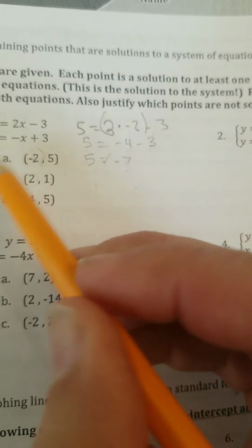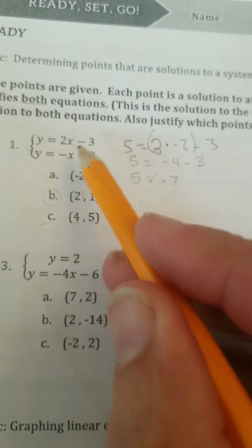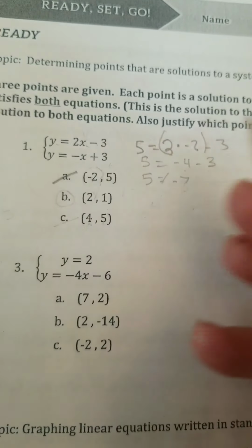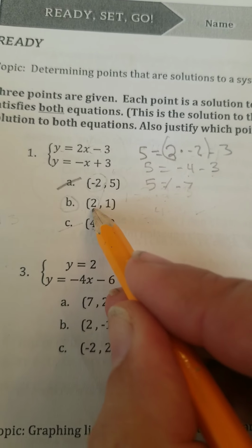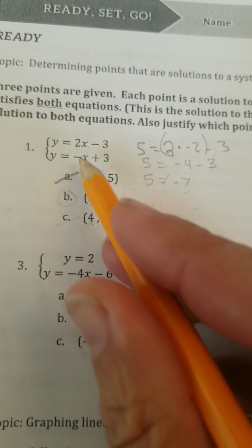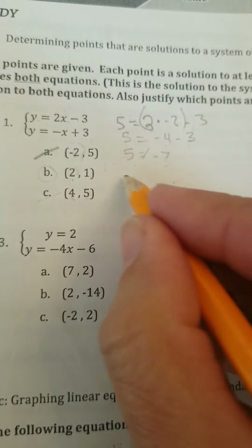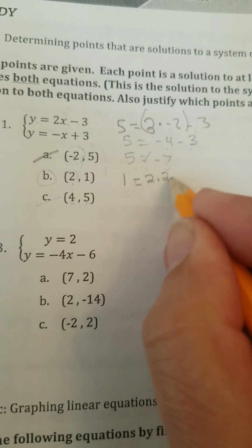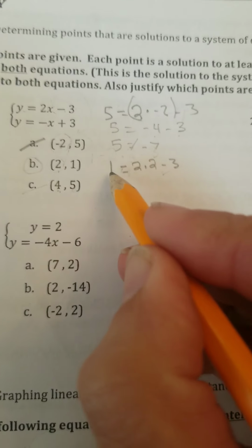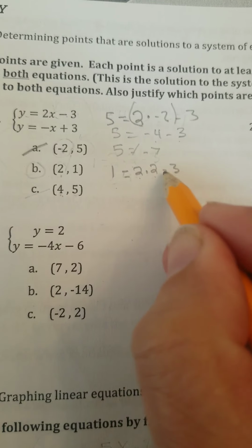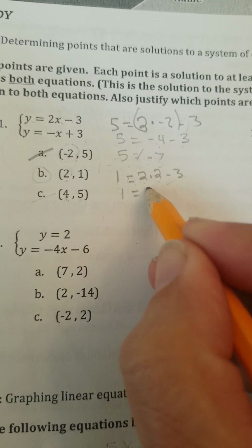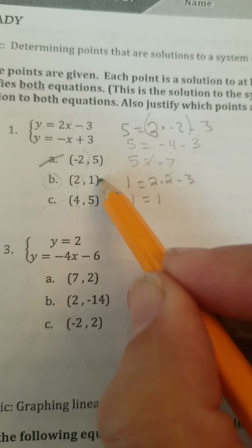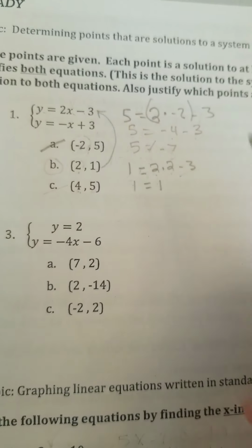That does not work. Since it doesn't satisfy the first one, then it is not going to satisfy both of them. So we can just move on. I go to the next one. I'm going to do the same thing. Plug in 2 for my x and 1 for my y. So I'm going to have 1 equals 2 times 2 minus 3. 2 times 2 is 4. 4 minus 3 is 1. 1 does equal 1. So this one does satisfy this first equation.